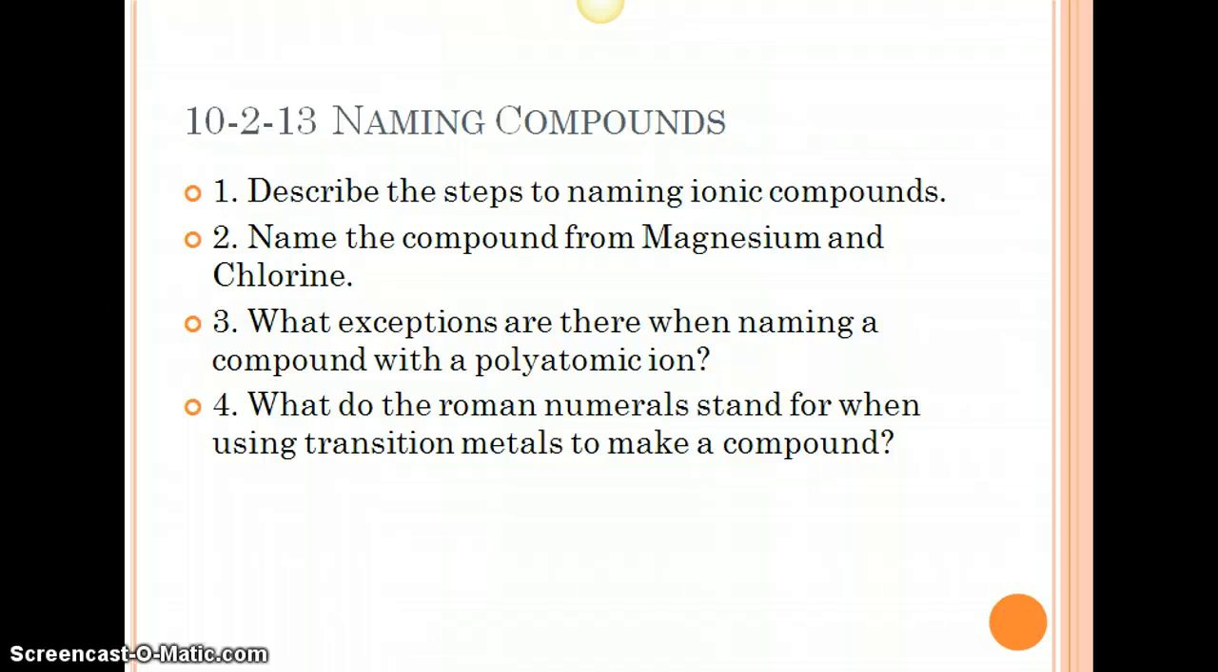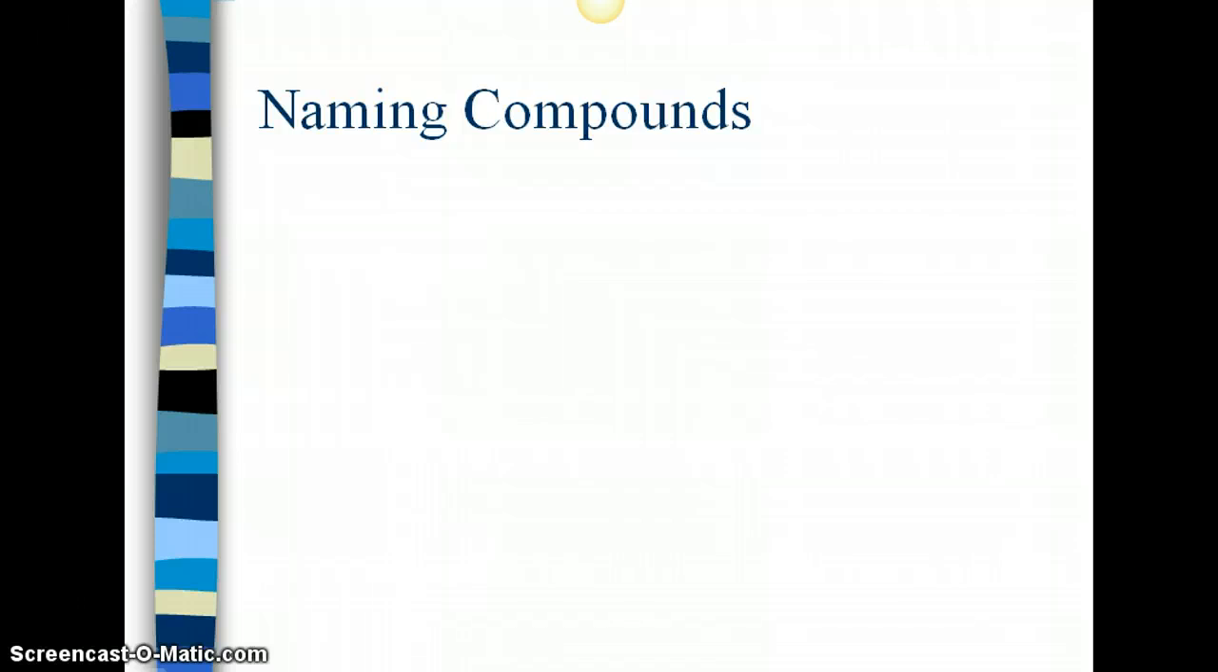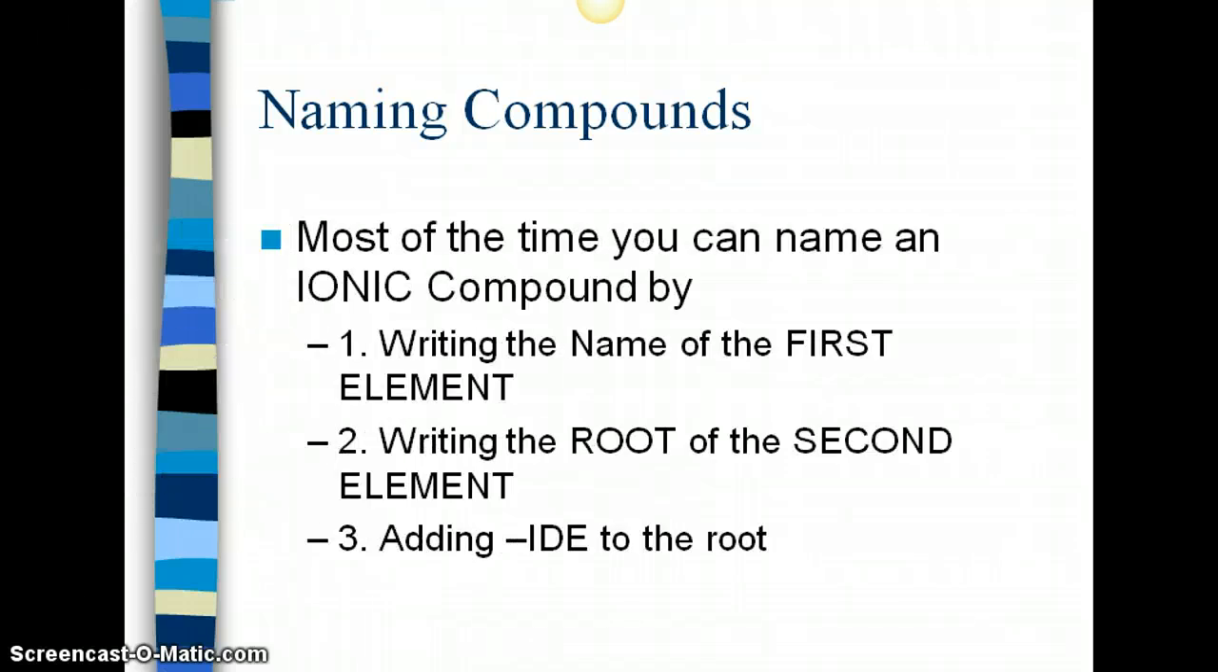The transition metals are metals in groups 3 through 12 that don't have an oxidation number that's set all the time. And we had mentioned those back on our periodic table before, but we'll look at those a little more today. Okay, so we're going to be looking at naming compounds and how it works. So here's some of our steps.